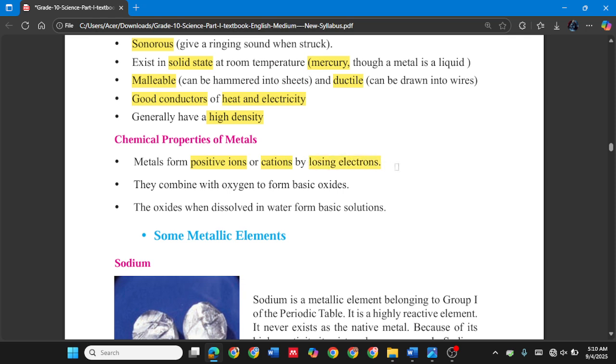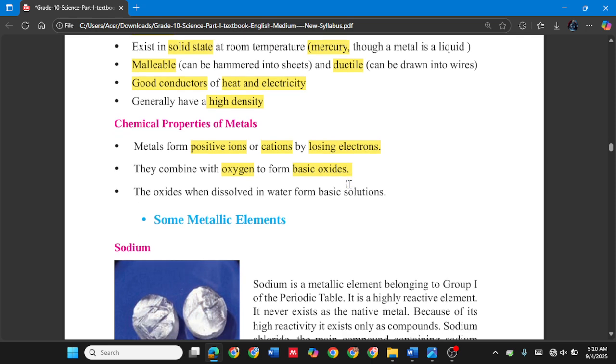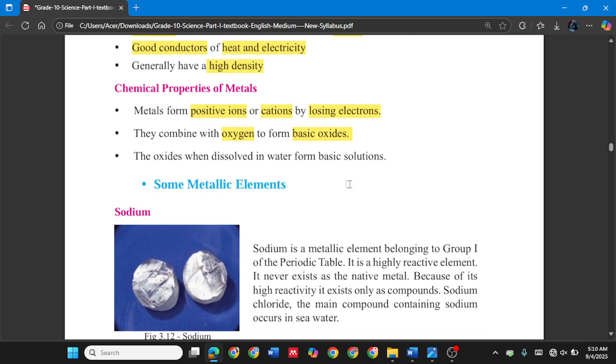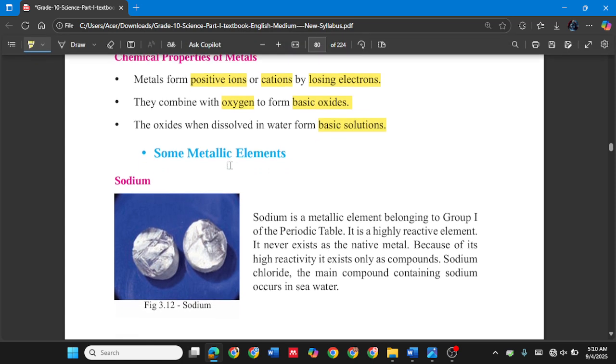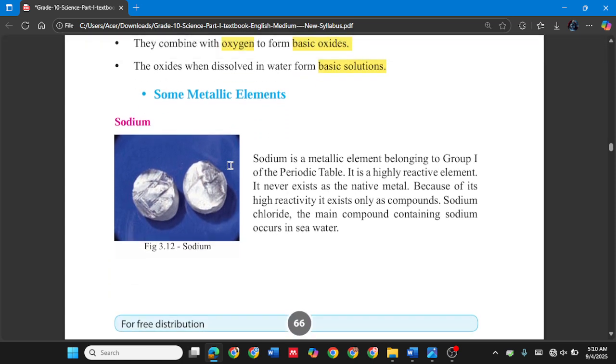Losing electrons. They combine with oxygen and form what? Which kind of oxides? Basic oxides. The oxides, when dissolved in water, form basic solutions. So they are the chemical properties of metals. And as I previously mentioned, we are going to discuss some metallic elements.